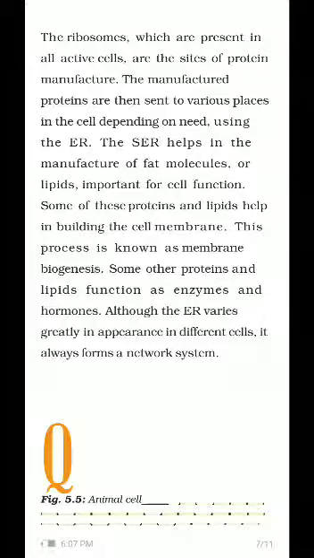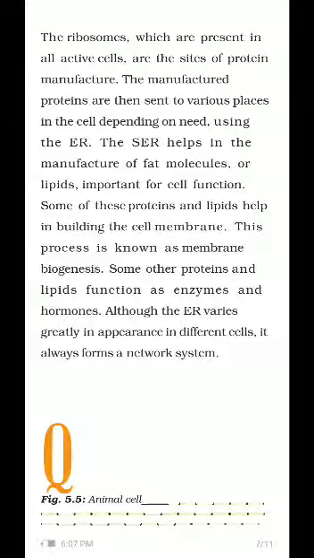Children, what is the term? Membrane biogenesis. Membrane, different membranes. Bio, a process, a component required for genesis, synthesis of membrane. Some other proteins function as enzymes and hormones. So children, whatever protein and lipid is formed inside the SER and RER is used for manufacturing of membranes, some enzymes and hormones.